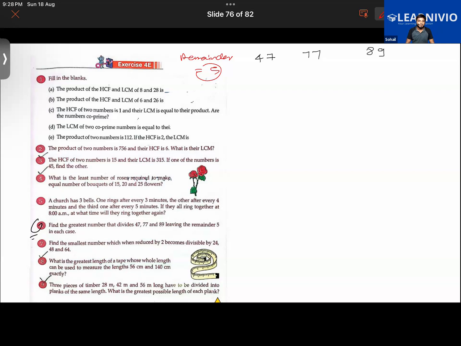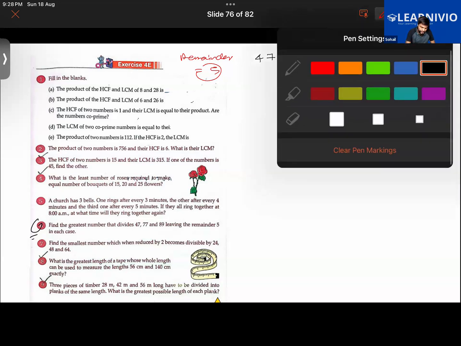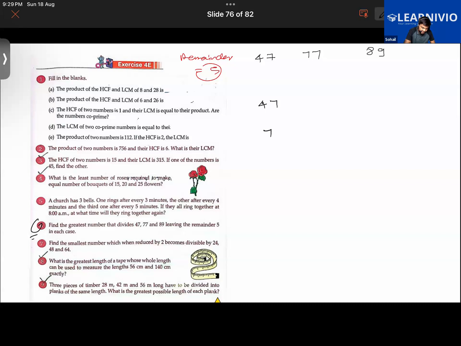I didn't understand. Okay, guys, sure. See, the numbers provided are 47, 77, and 89. The greatest number which divides two or more numbers is known as the HCF. But here we have to find the greatest number which divides 47, 77, and 89 but leaves remainder 5. So what should we do now? Let us subtract 5 from all these numbers. It would be 42, 72, and 84 now.